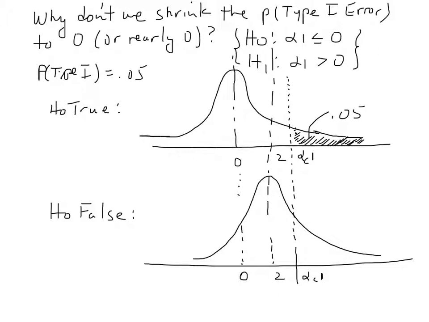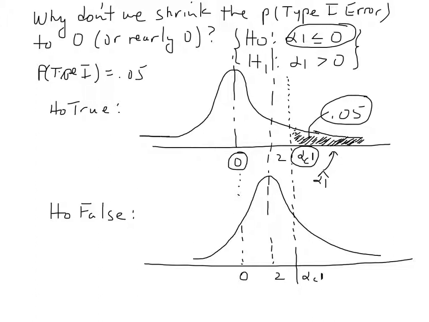Why? Because this top distribution assumes a true value that's consistent with the null. So we're assuming the null is true, and we want the probability of rejecting the null when the null is true. So we want the probability of getting an alpha hat in here. So what's the probability that our alpha hat lies in this area? And then we want to set that probability at 0.05 and use it, thinking backwards, to identify the appropriate critical value. I've labeled it alpha C1. Okay?